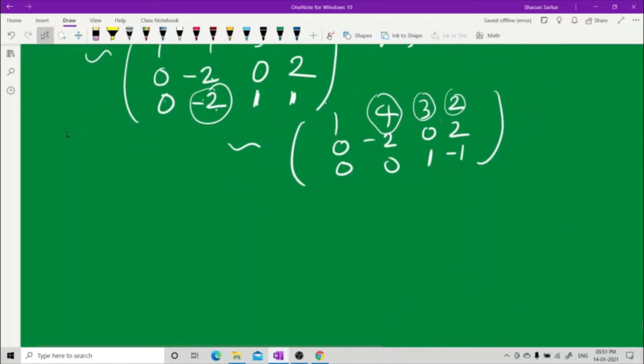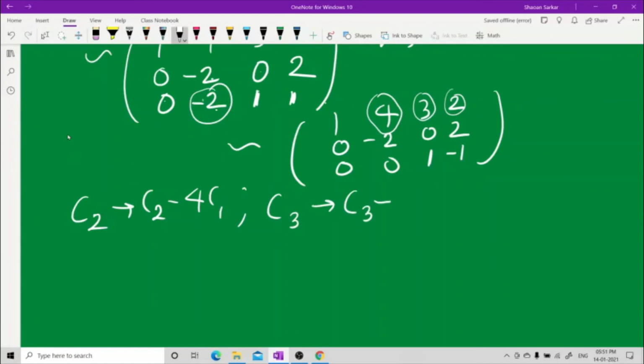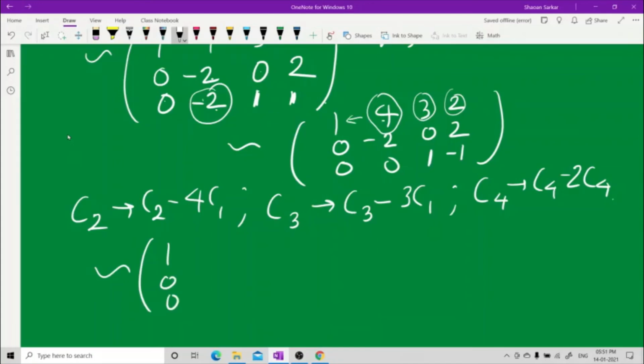Now you can do it this way. C2 becomes C2 minus 4C1. Then C3 becomes C3 minus 3C1. Then C4 becomes C4 minus 2C1. Now this has been done. Now this will bring this as 1, 0, 0, 4 minus 4. On this side you are subtracting columns: 0 minus 2, 0, 0, 0, 1. You are getting 0, 2, minus 1.